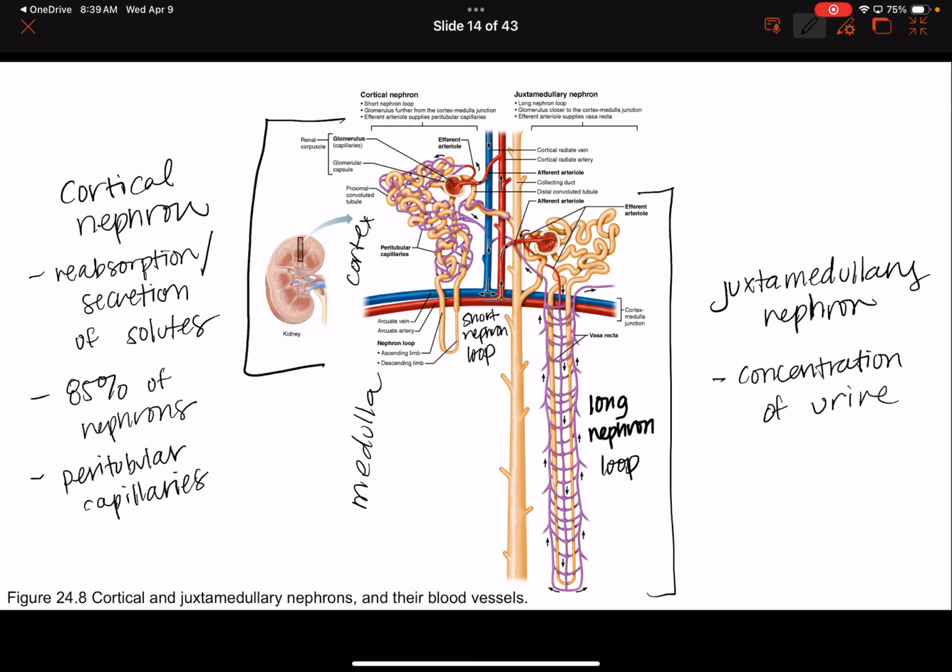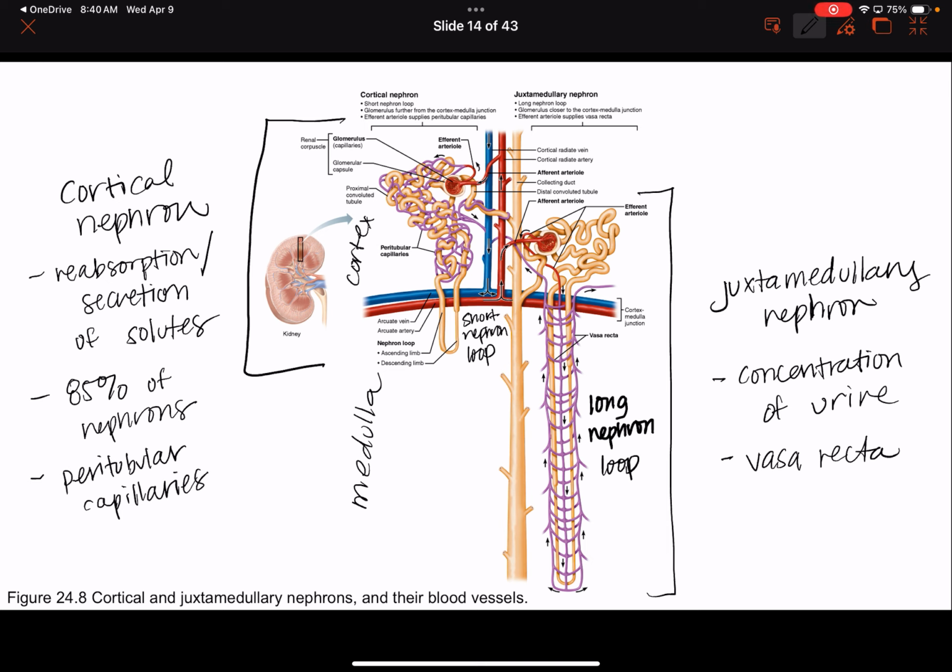And then the juxtamedullary nephron has what's called the vasa recta, which is around the nephron loop, which is going to be for movement of water. Now, lucky for you guys, the concentration of urine and the movement of water is determined by something called countercurrent multiplication, which is not something we're going to cover at all in this class. If you take another physiology course in nursing school, you may learn about the countercurrent multiplier, but you're not going to learn about it here.